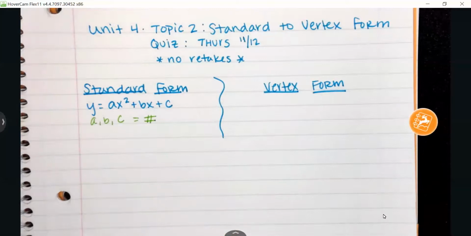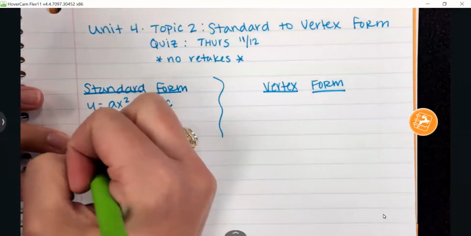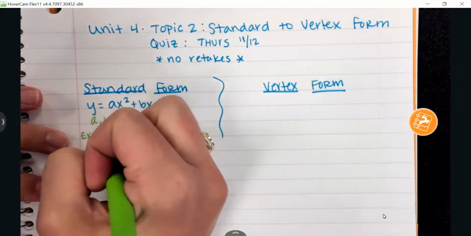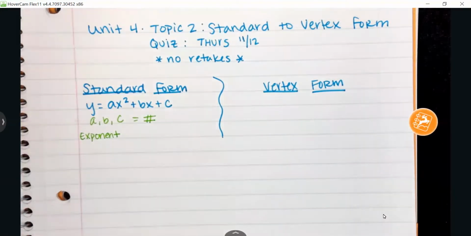How do you know what order it has to be in? Your exponent, what's an exponent? Please, somebody tell me what an exponent is. What do you think it is, Piper? The little number above your letter. Thank you. Whew, nobody last period could tell me that.